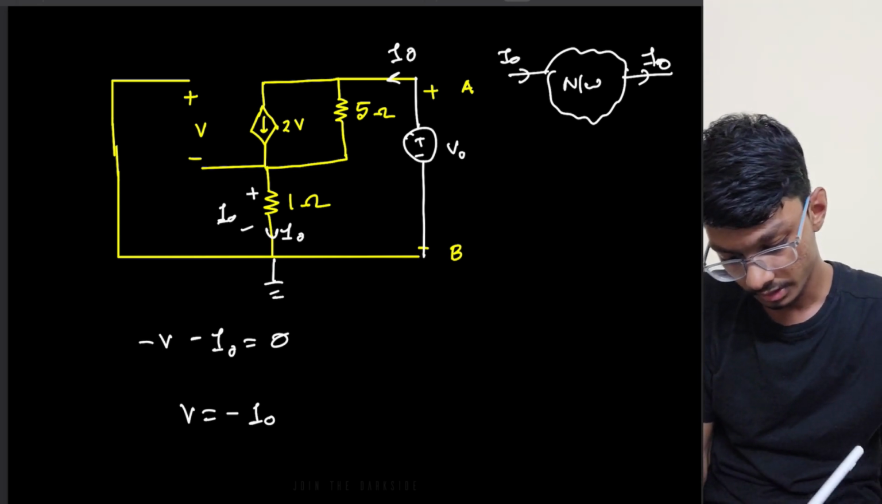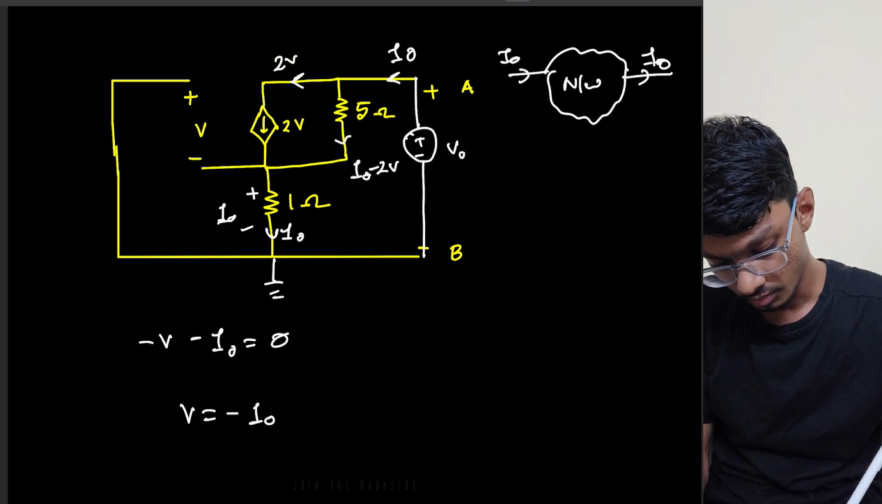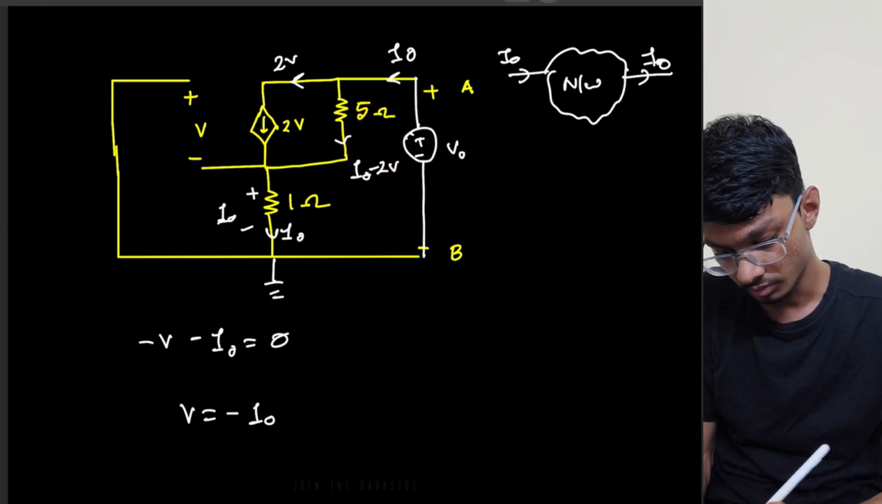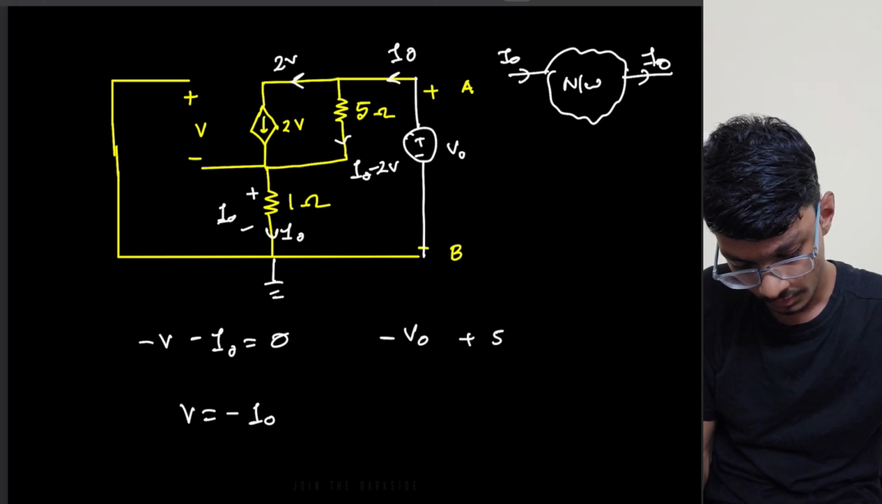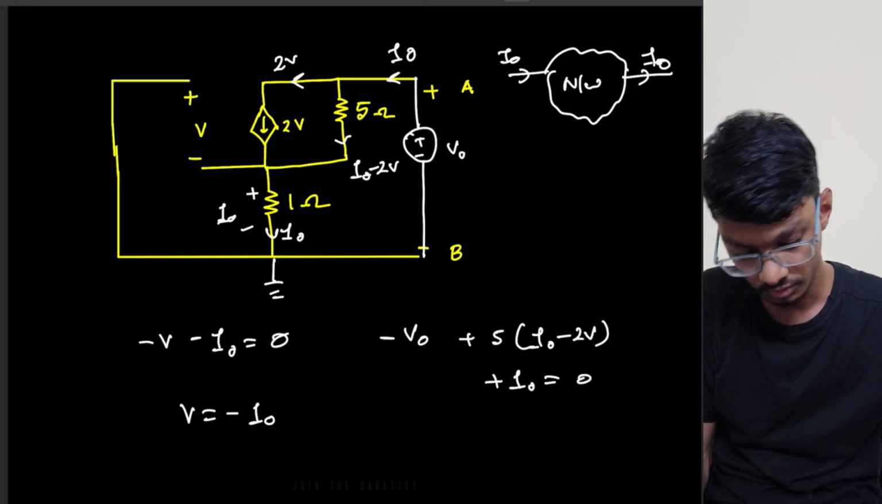So here what is the current? 2V. Here what is the current? IO minus 2V. So again applying KVL through the outer loop: VO minus VO plus 5 IO minus 2V plus IO equals 0.